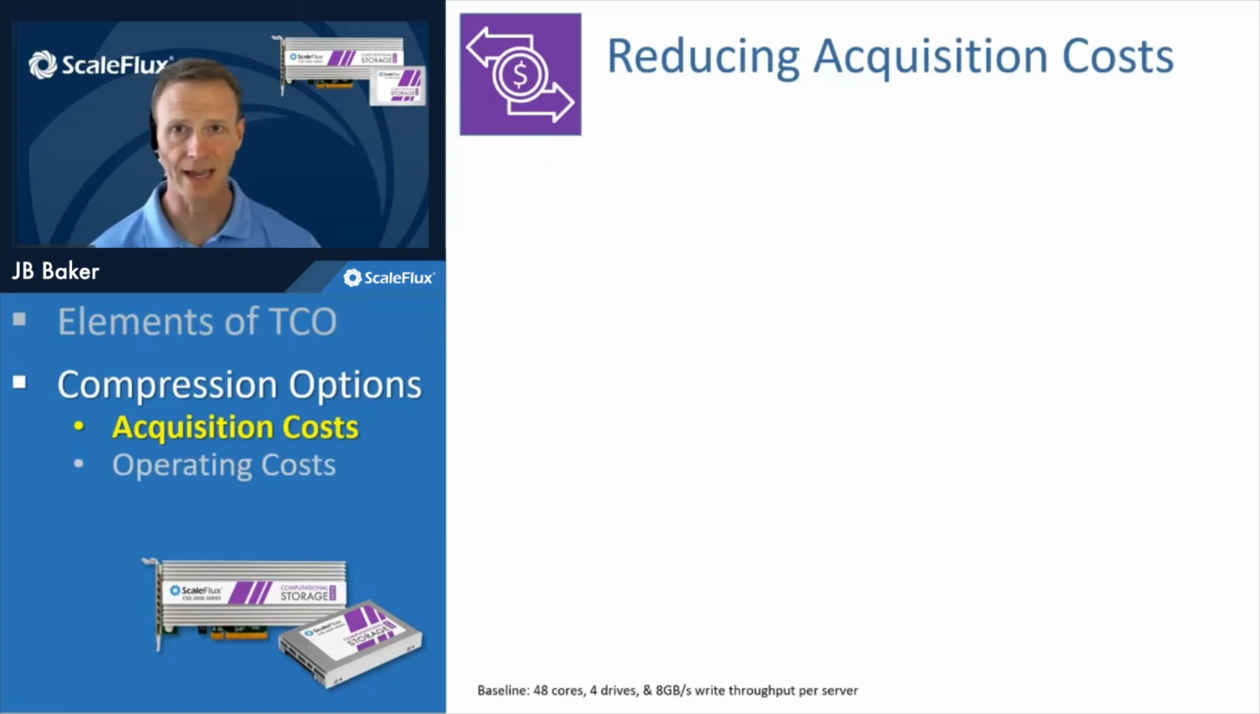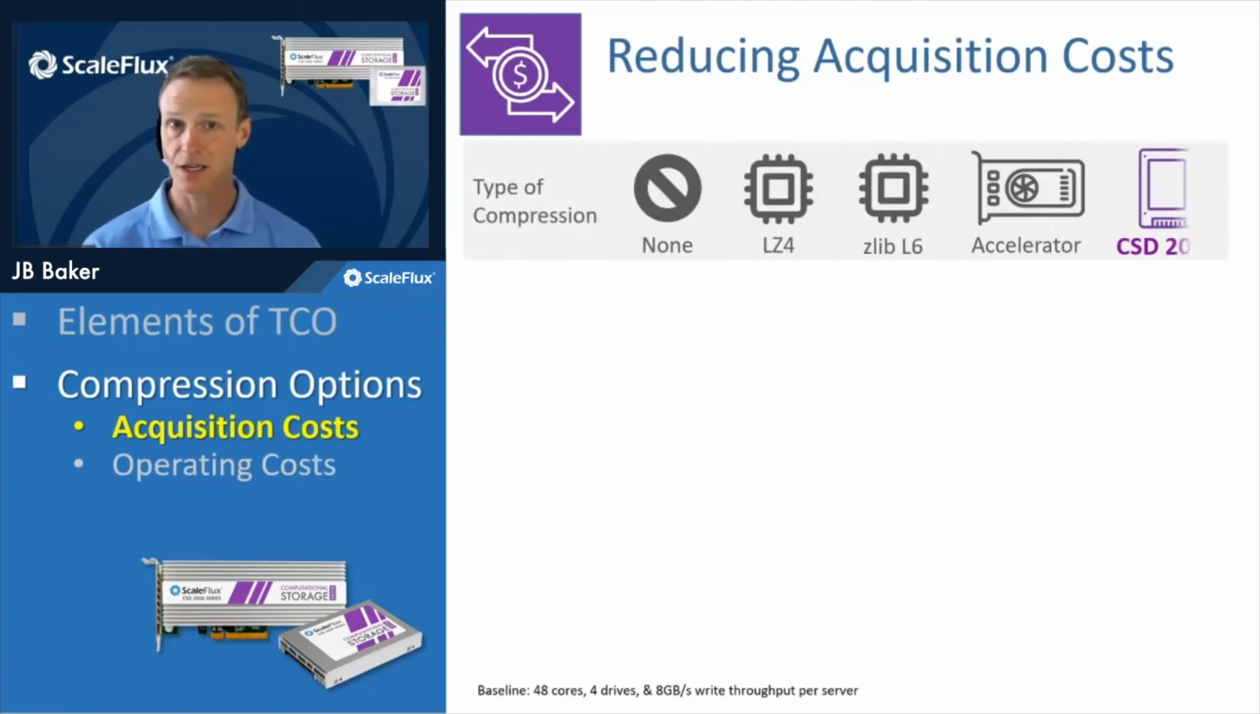So let's look first at the acquisition cost side and compare the CSD2000 versus no compression and a couple of different algorithms that could run on your CPUs: LZ4, a lightweight compressor, or zlib, a heavier weight compressor, or inserting an accelerator card into your system to push your data through for compression on its way out to the drives and decompress on the way back.